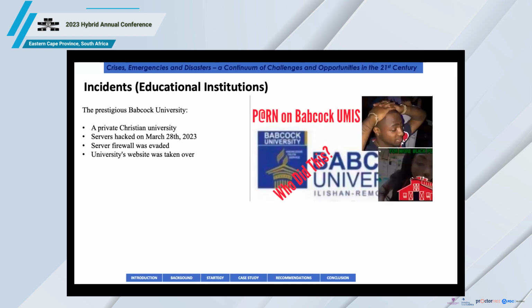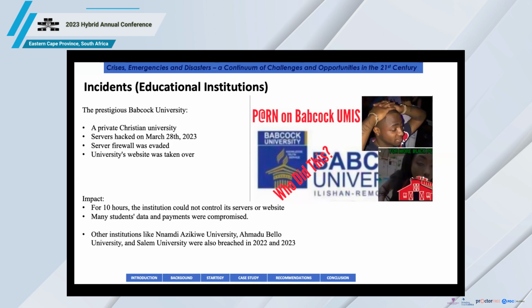So this is a preview of what happened. Some really explicit pictures were defacing the university's website. The impact lasted more than 10 hours, I think. They couldn't have access to their websites. Payments that were going through in terms of school fees, hostel fees, accommodation, and the rest were all compromised, so they had to contact those people afterwards.